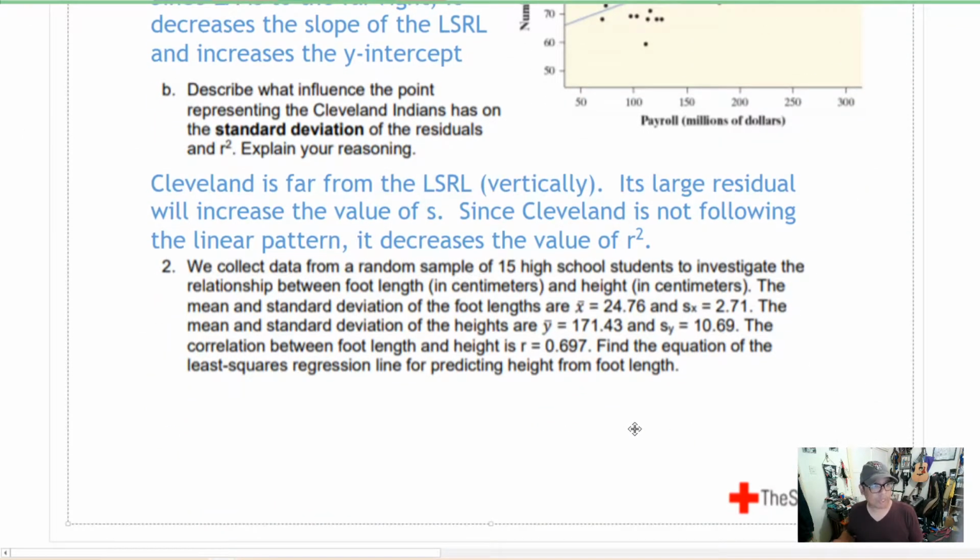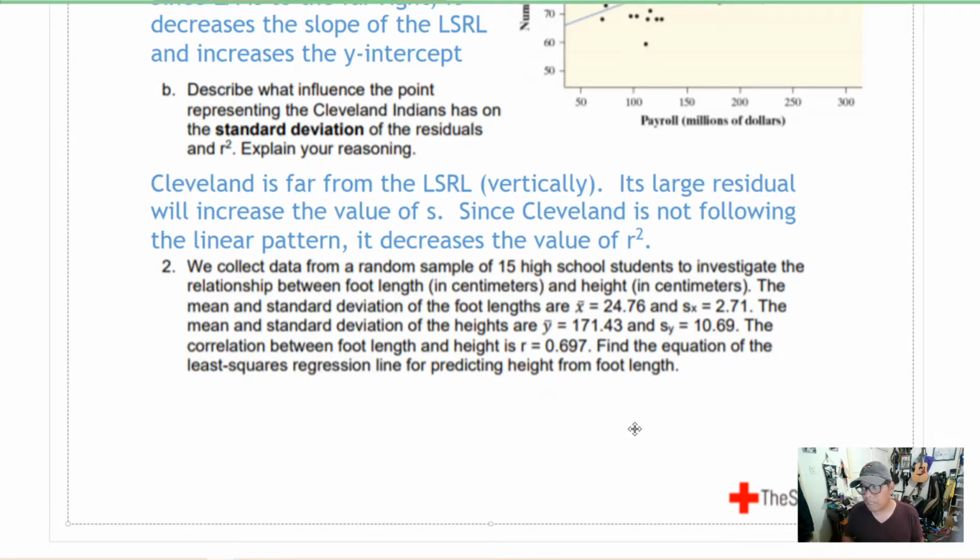And lastly, number 2: we collect data from a sample of 15 high school students to investigate the relationship between foot length and height. The mean and standard deviation for foot length, you can read that, are 24.76 and 2.71, and the mean and standard deviation for height, y bar, is 171.43, and sy is 10.69. The correlation between foot length and height is 0.697. So let's find the equation of the least squares regression line.